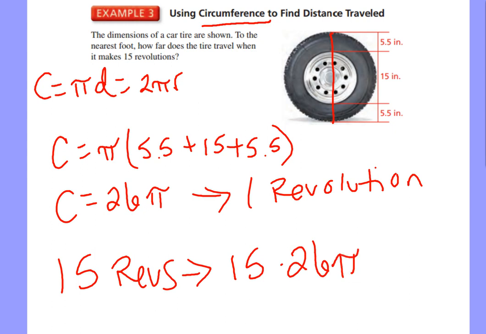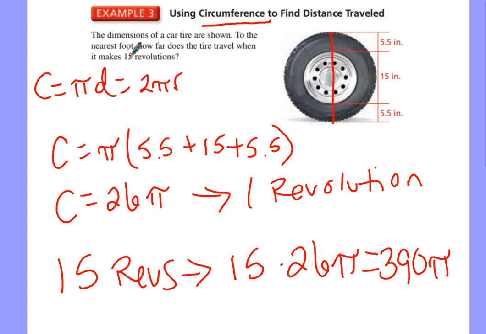So this is how far it's going to travel in 15 revolutions, and 26 times 15 is 390, and we can just keep it as 390 pi if we want to be exact with our distance here. All right, and for 15 revolutions, we're talking to the nearest foot. So let's take that into account real quick. I don't want to skip over what it says: to the nearest foot, how far does the tire travel?